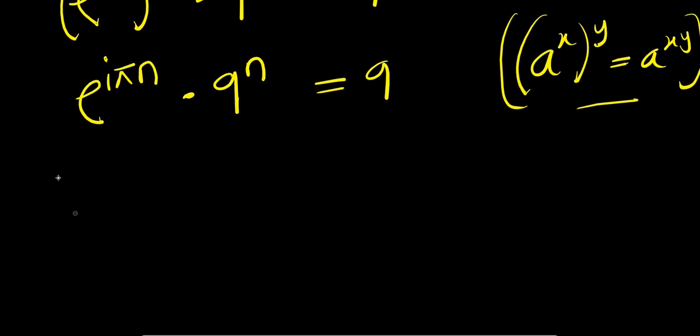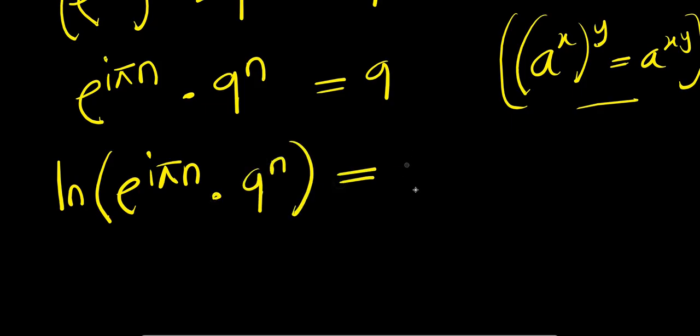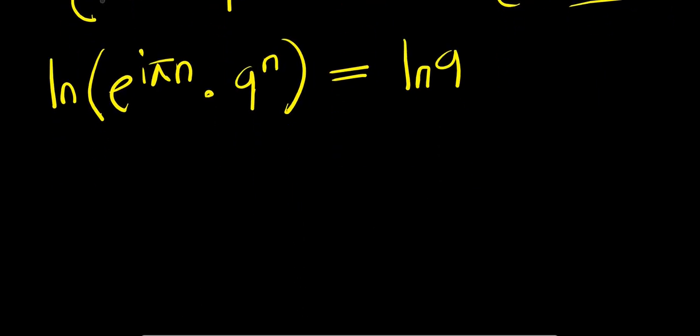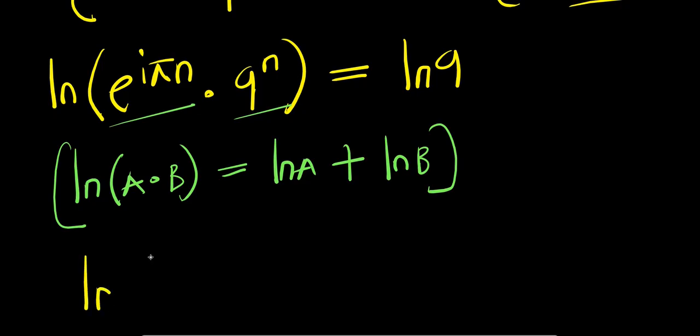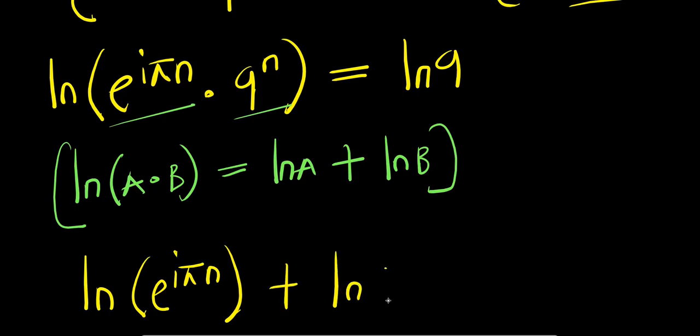We can then apply natural log: natural log of e power i times pi times n times 9 power n equals natural log 9. And don't forget, natural log a times b equals natural log a plus natural log b. This is my a, this is my b. So I have natural log e power i times pi times n plus natural log 9 power n equals natural log 9.